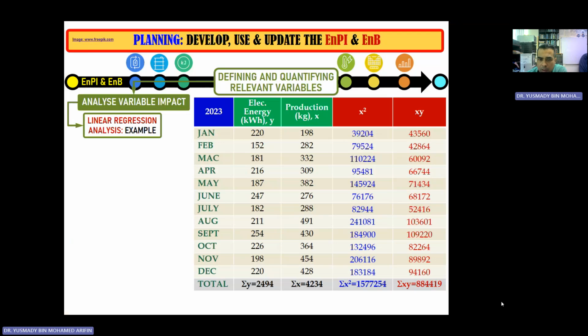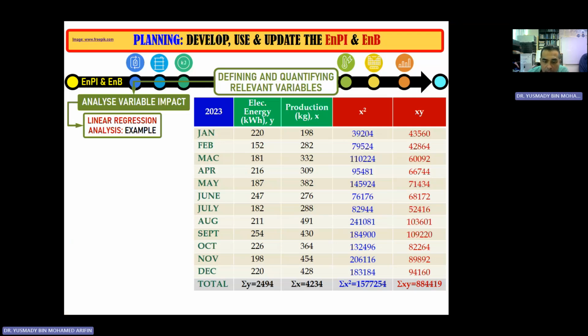So we need to calculate for each month the value of X squared, and also the value of the multiplication of X and Y. So we need to provide two separate columns to get the data for X squared and also XY. And we need to make the summation for all data for Y, all data for X, all data for X squared, and all data for XY as shown in the table.